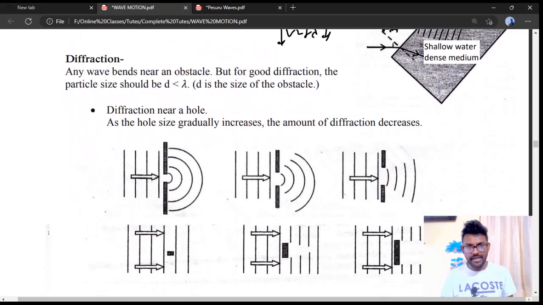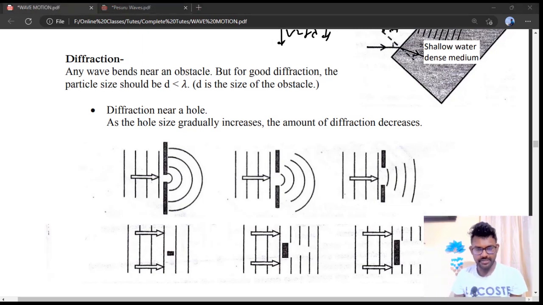Then we have diffraction. I told you diffraction is the bending of a wave when you have an obstacle. When you have an obstacle, the wave tends to bend. We'll see how this diffraction can be demonstrated from this ripple tank. So when there's a certain obstruction, a certain barrier there, the waves try to bend.